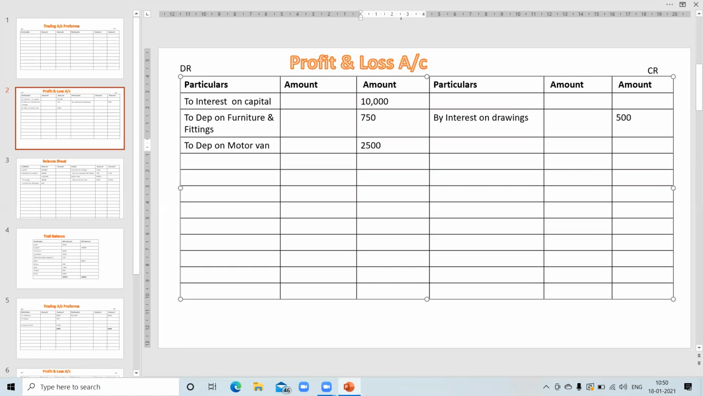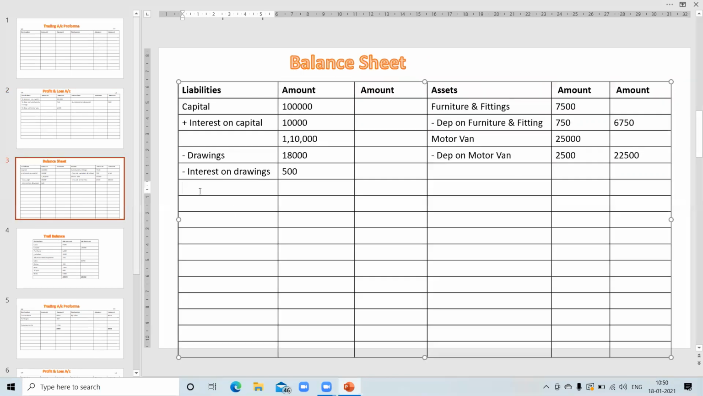Next is the loan from Hari. It is a loan. Again, it will be posted there. For example, in the balance sheet, it is a loan from Hari. So it is 15,000. Now the amount is posted in the direct outer column.